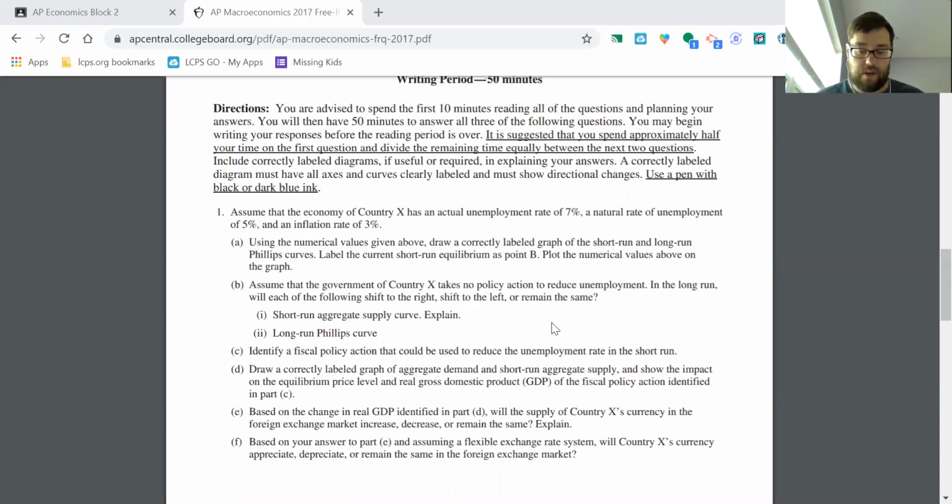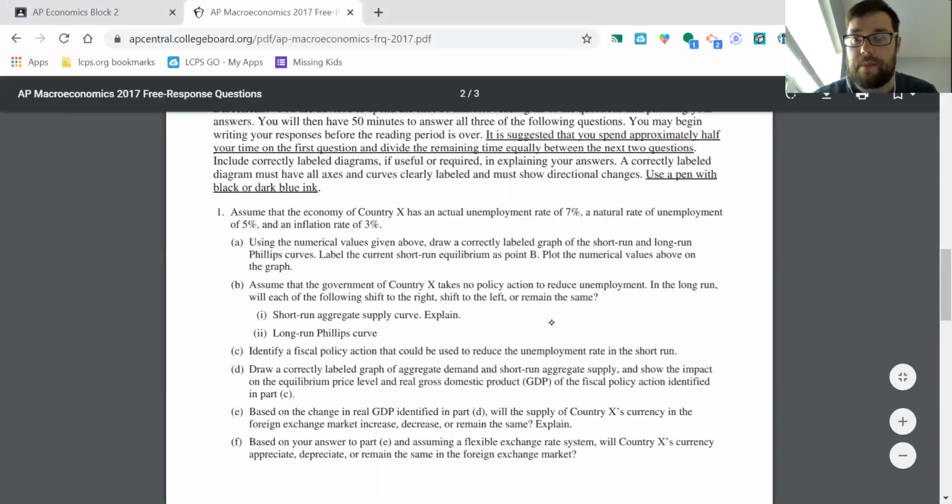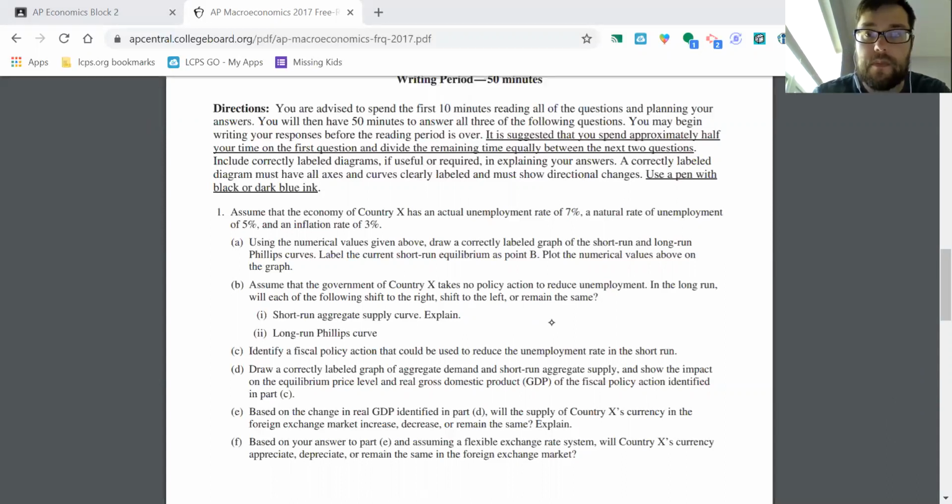So I'm going to actually go to a blank sheet for this so I have enough space to draw this out. And then, well, we won't need the graph necessarily to talk about part B here. Then we're going to assume that they talk about no policy action. And then in the long run, what's going to happen? So once I draw the graph, I'll address part B as well. All right, erase all that.